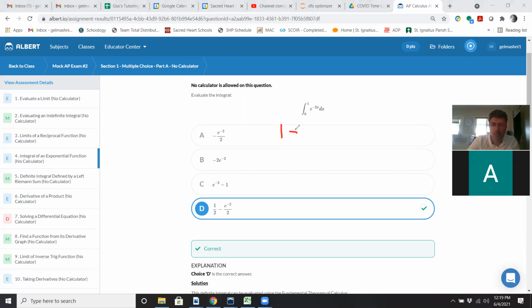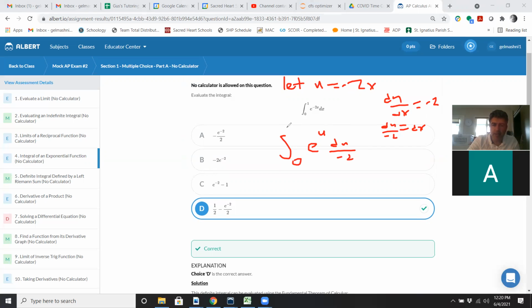It's a u-substitution. That u equals negative 2x, right? So du/dx is negative 2. If you move things around, dx is du over negative 2. And if you plug 0 in for x, u is 0. Plug in 1 for x, u is negative 2.